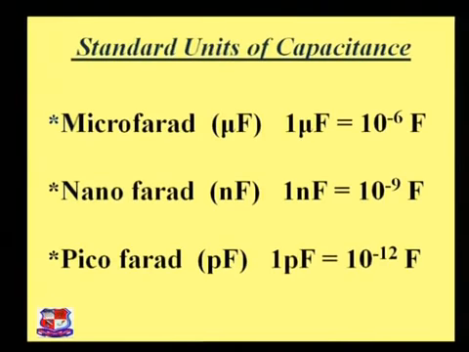Nanofarad: 1 nanofarad equals 10 raised to minus 9 farad. And the picofarad is 10 raised to minus 12 farad. So the picofarad is the smallest standard unit of capacitance. But generally, capacitors are available in microfarad or nanofarad form. So instead of the farad, we prefer micro, nano and picofarad, with the values 10⁻⁶, 10⁻⁹ and 10⁻¹² farad.